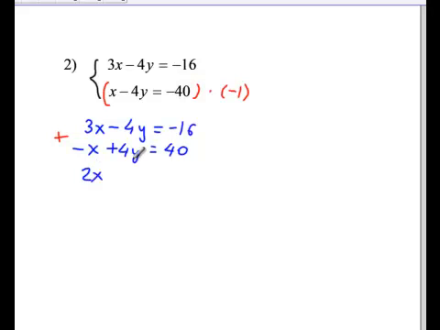Negative 4y plus 4y is going to give us 0. This is what we wanted. Negative 16 plus 40 is simply 24. If we divide both sides of the equation by 2, x equals 12.